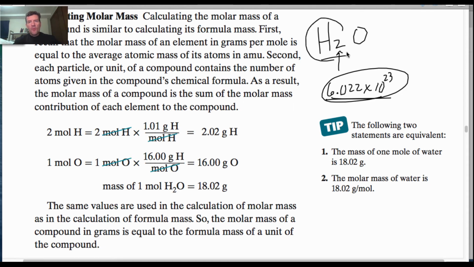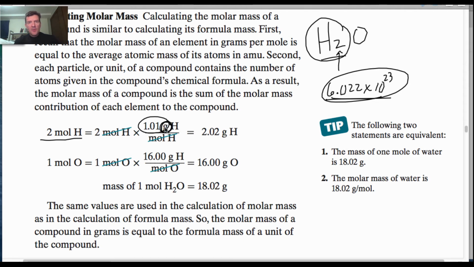And if my formula says H2, I'm going to say there are 2 moles of hydrogen. Not just 2 atoms, but now 2 moles of atoms. Well, 2 times 1.01, just like we did before. But look at the unit. The unit is no longer AMU, it's grams.